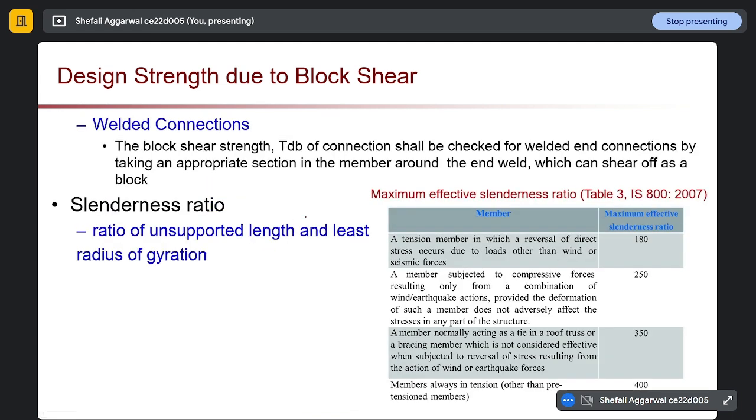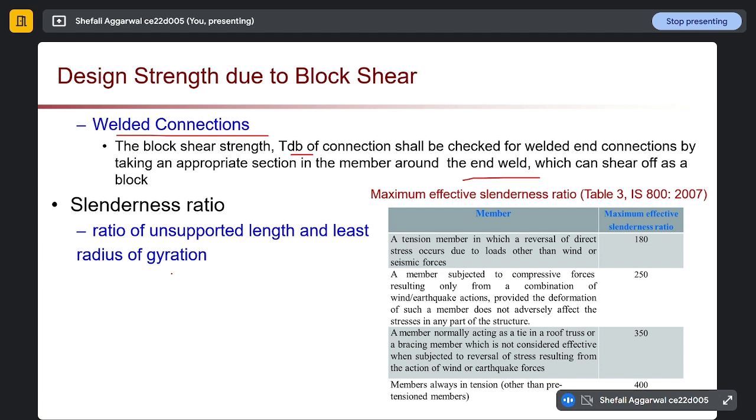So next thing is, that was the case if we have bolt joint. In case of a welding joint, the block shear strength TDB shall be checked for the welded end connection by taking an appropriate section in the member around the end weld, which can shear off as a block. So that will be the case in the welded connection.